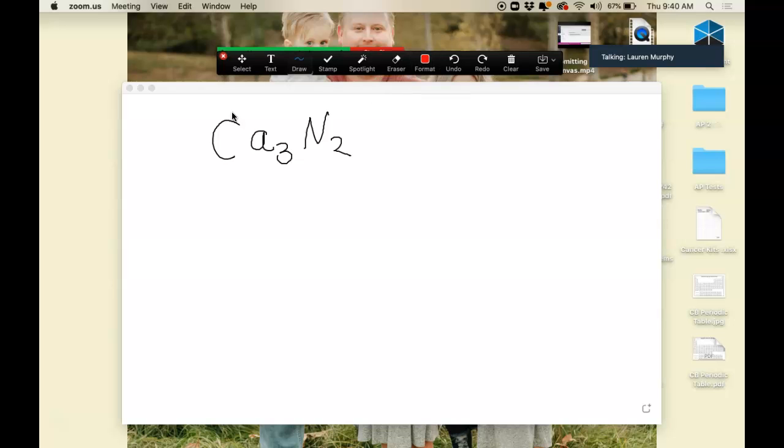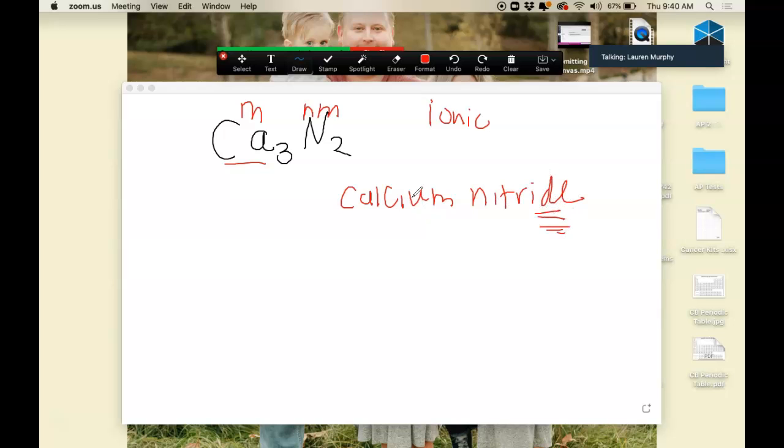Calcium is a metal. Nitrogen is a non-metal. Therefore, this is ionic. When it's ionic, you don't use prefixes. So I just name it calcium. Who's nitrogen? Nitride. No tri, no di, no anything, because it's ionic. Calcium nitride. Now, let's talk about why there is a 3 and a 2 here.